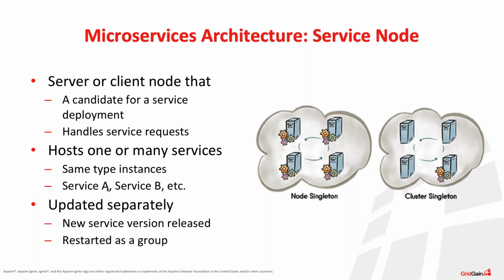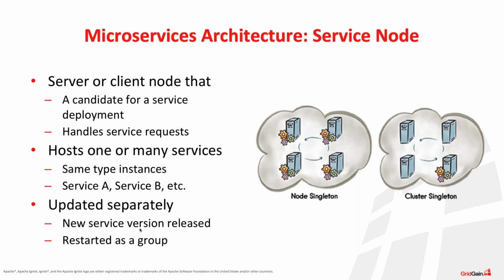And the benefit of having separate service nodes is that you can maintain them separately from the rest of your cluster nodes, from your data nodes, or from your applications. Meaning, for instance, as I explained earlier, if you update a version of service A, then you need to shut down and update only those service nodes that are candidates for your service deployment, or the nodes where the service was deployed before. And that's it.